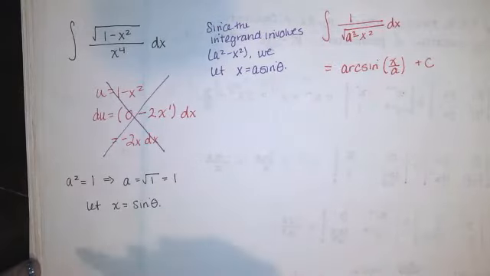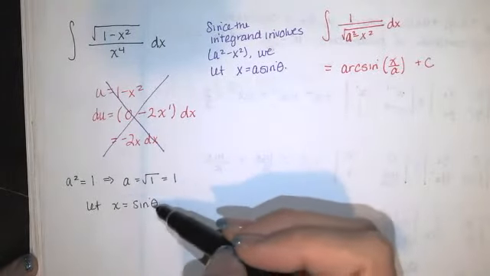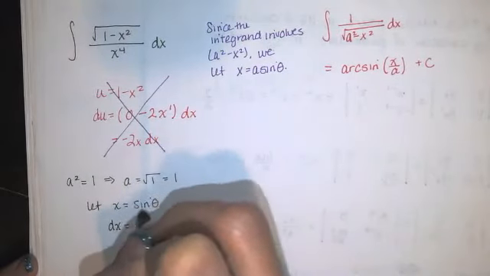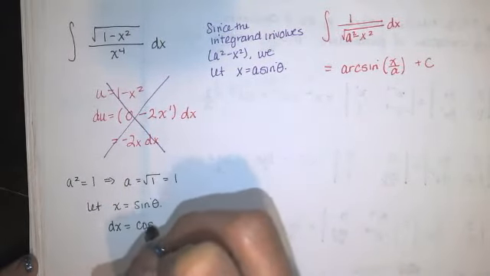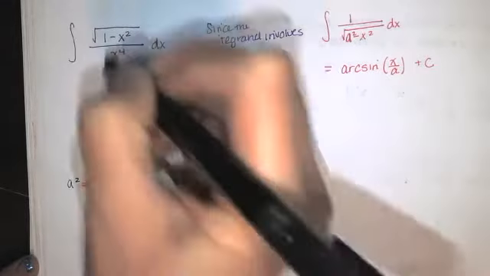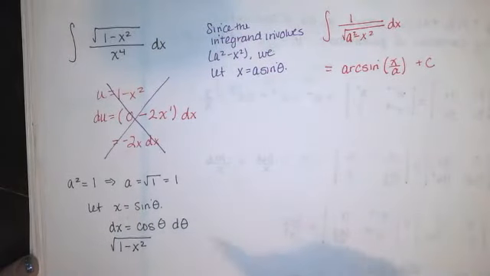And we're preparing to substitute. So we want to write everything up here in terms of theta rather than x. If x is equal to sine of theta, dx in terms of theta is the derivative of sine of theta, which is cosine of theta, times d theta. And this square root expression, the square root of 1 minus x squared, can be written in terms of theta as well.